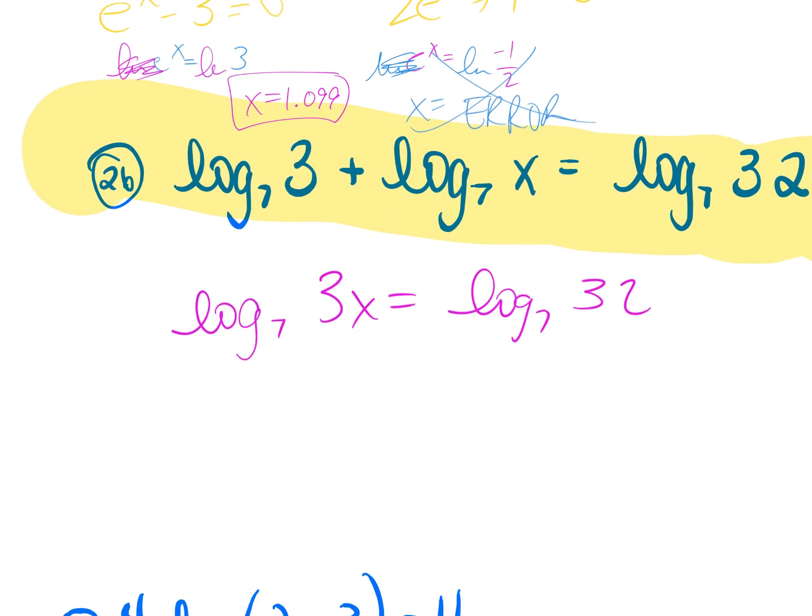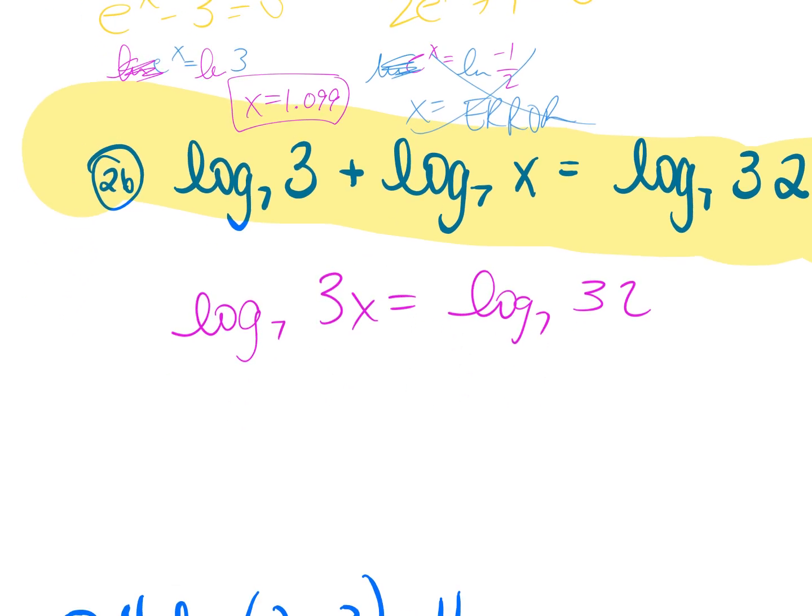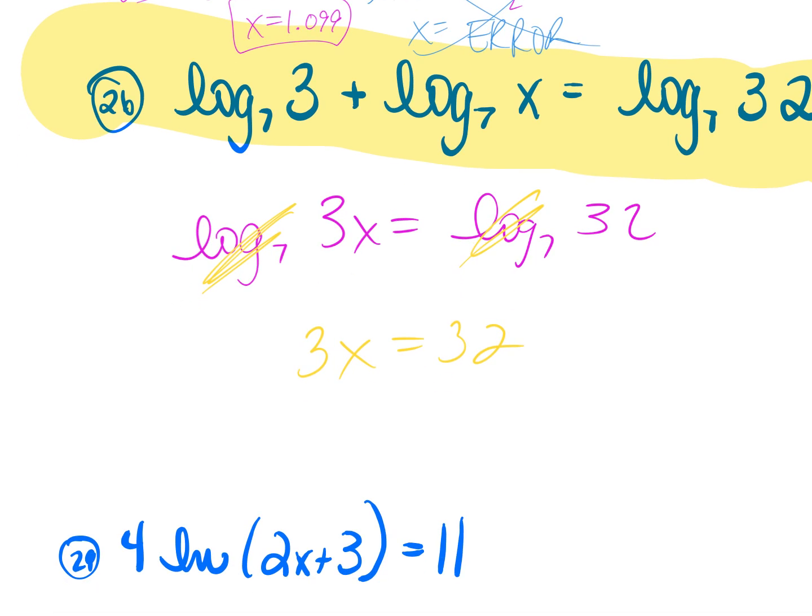So now, guys, notice I have a log 7 on the left and a log 7 on the right. That's exactly the same, right? So what can I do with the log 7 on the left and the log 7 on the right? I can cancel them. Good. So this becomes 3x equals 32. Now what? Divide both sides by 3.